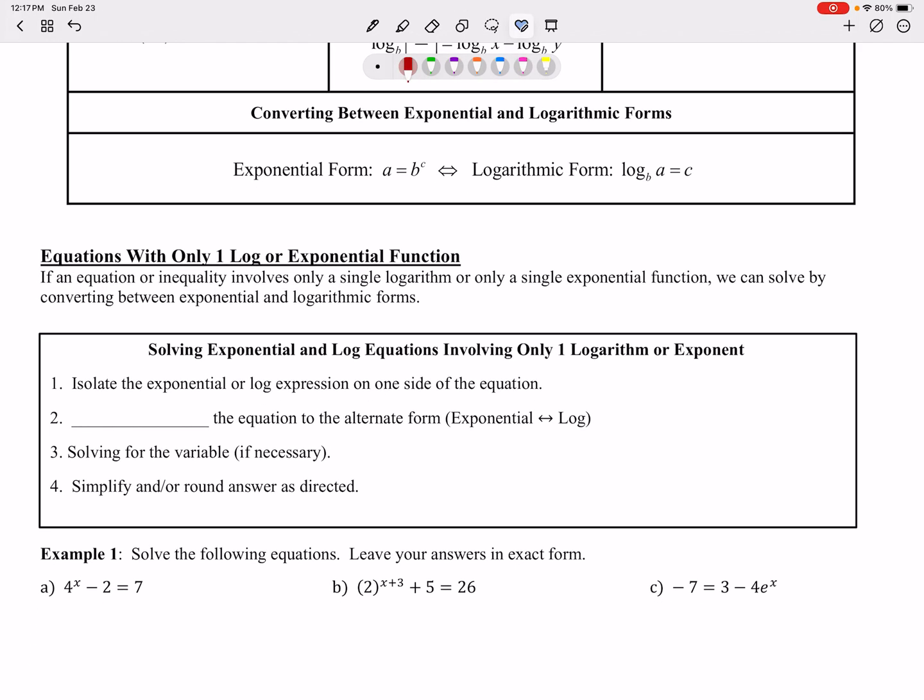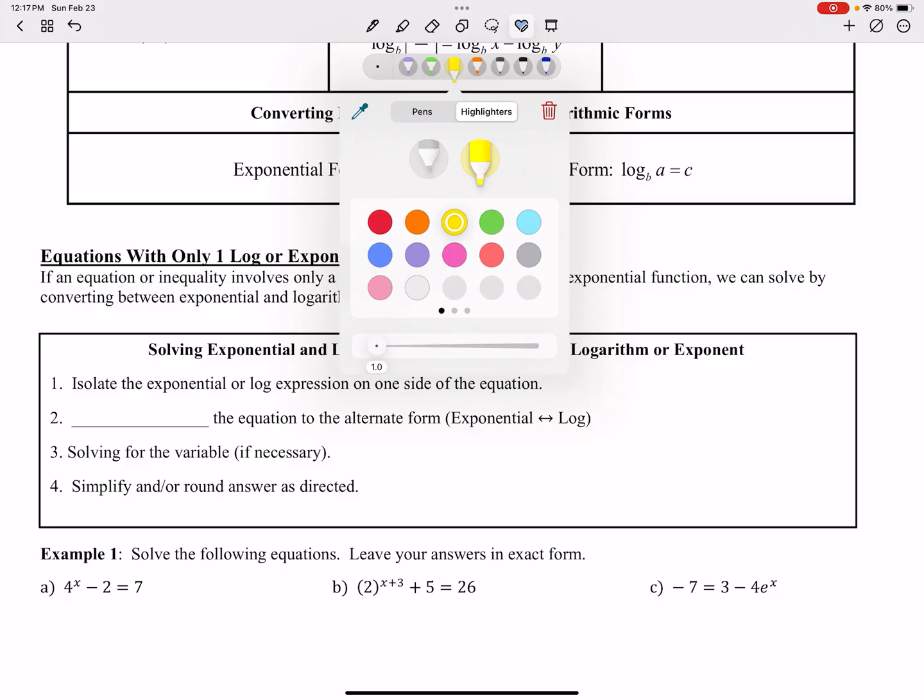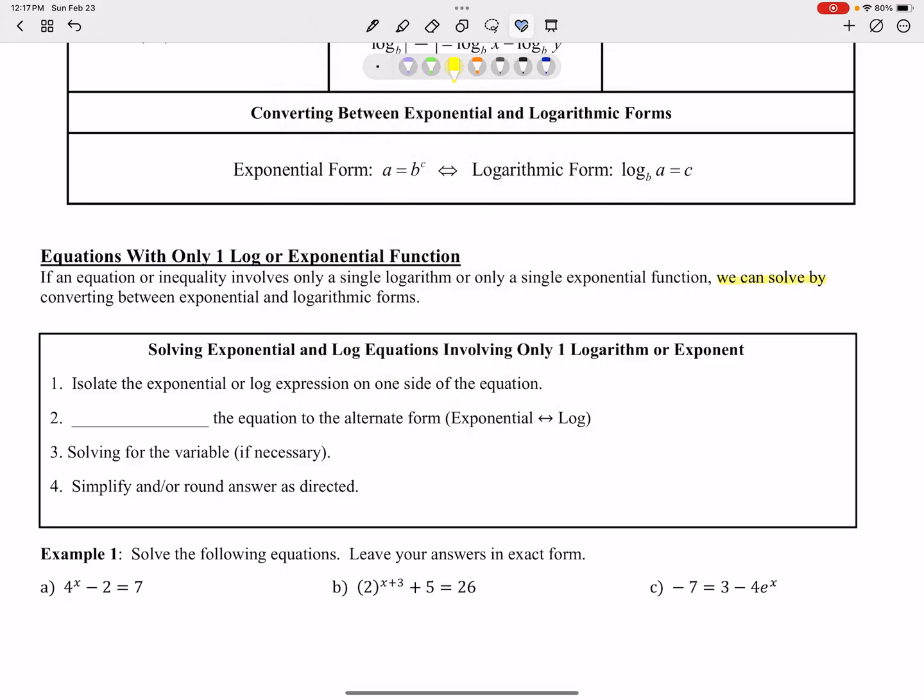So what we're going to start with is equations with only one log or an exponential function. If an equation or an inequality involves only a single logarithm, then you can solve simply by converting between exponential and logarithmic forms. This is a big idea right here. You can solve by converting between exponential and log forms. And the AP exam, your final exam, is going to depend on you being able to solve going back between one form to the other.